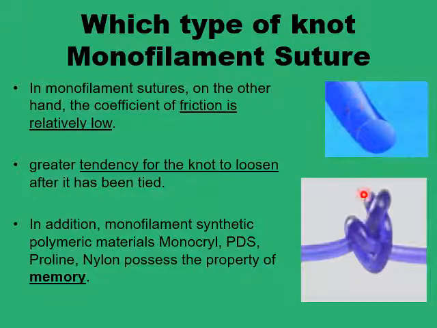The other is the memory property of monofilament synthetic materials like Prolene and Monocryl, nylon. They tend to revert to their original shape and position. That's why more throws are required in the knot, perhaps five or more, in order to secure the knot position.